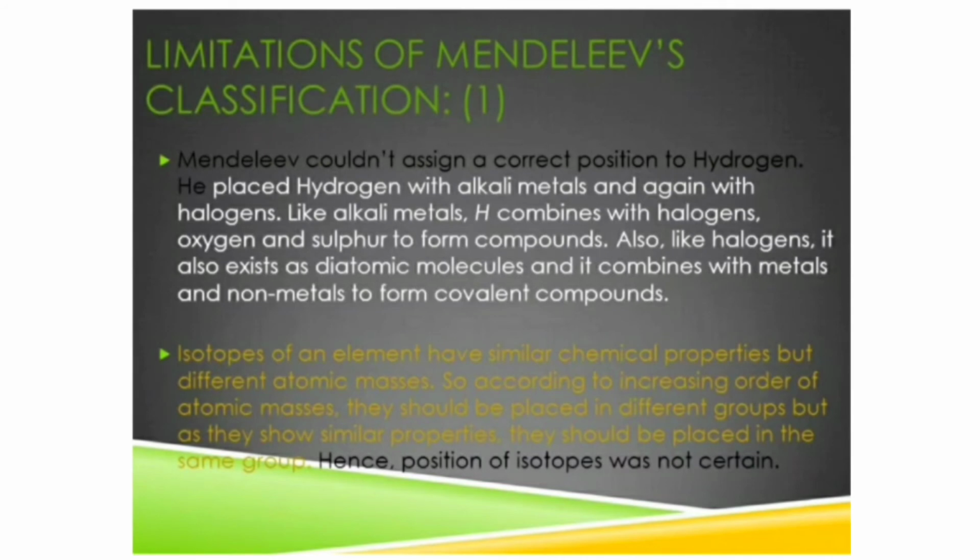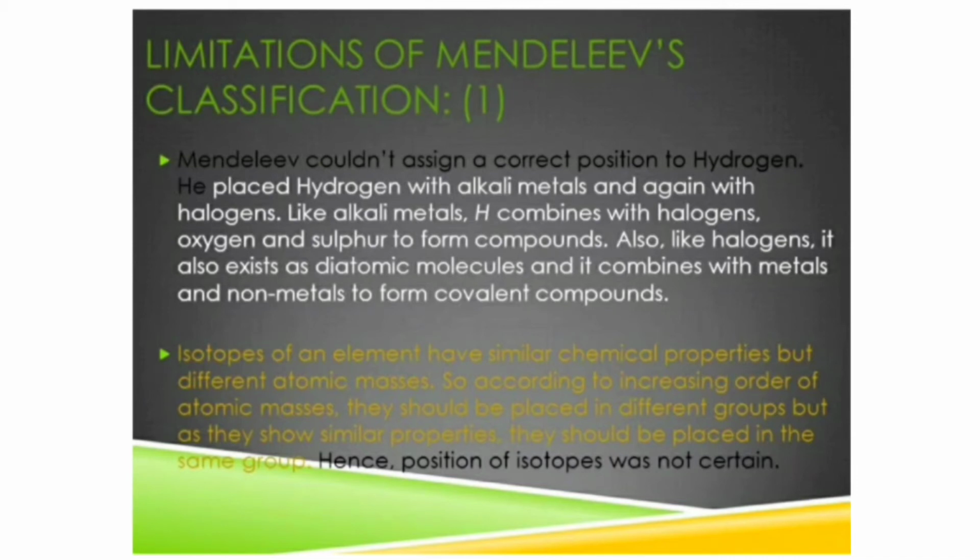Limitations of Mendeleev's classification. Mendeleev couldn't assign a correct position to hydrogen. He placed hydrogen with alkali metals and again with halogens. Like alkali metals, H combines with halogens, oxygen and sulfur to form compounds. Also like halogens, it exists as diatomic molecules and it combines with metals and nonmetals to form covalent compounds.